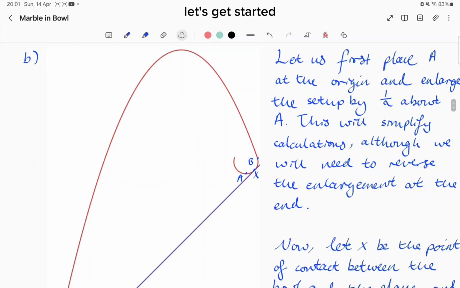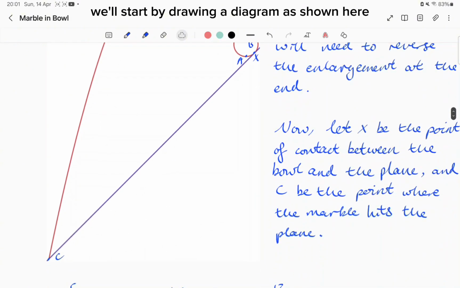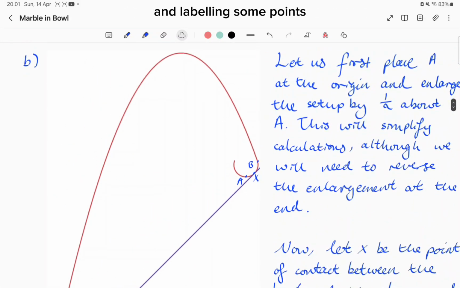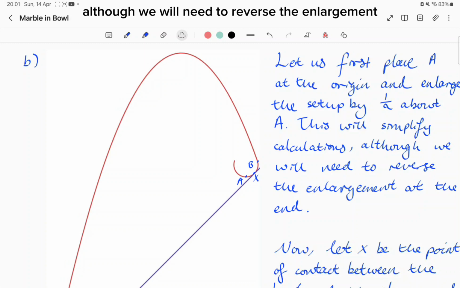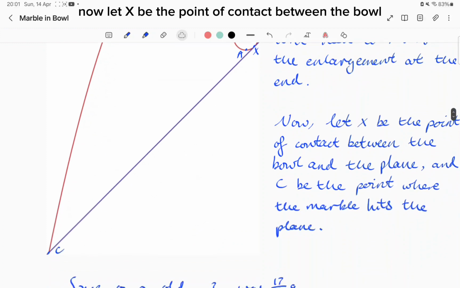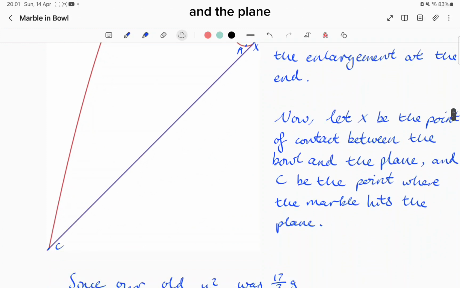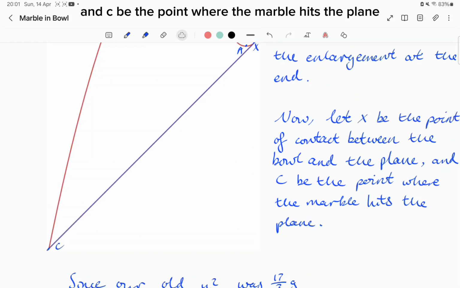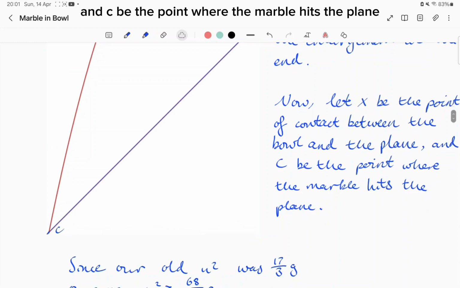Let's get started. We'll start by drawing a diagram, as shown here, and labeling some points. Now, let us first place A at the origin and enlarge the setup by 1 over A about A. This will simplify calculations, although we will need to reverse the enlargement at the end. Now, let X be the point of contact between the bowl and the plane, and C be the point where the marble hits the plane.